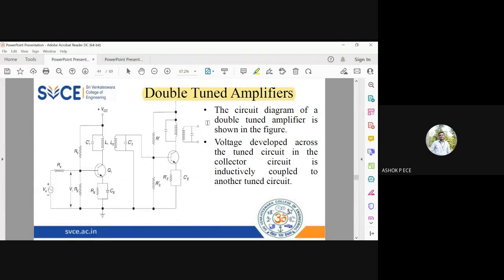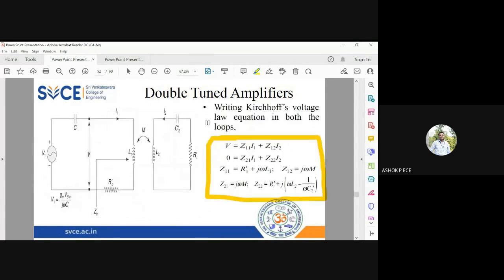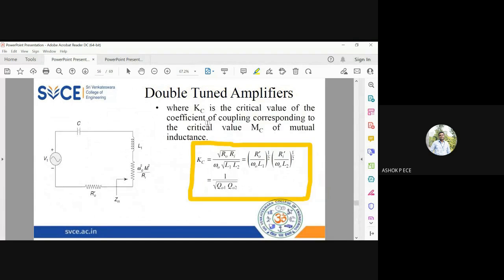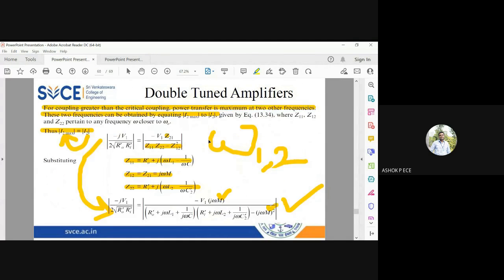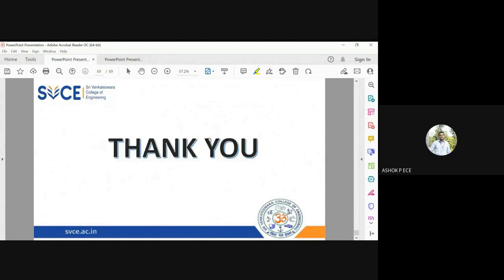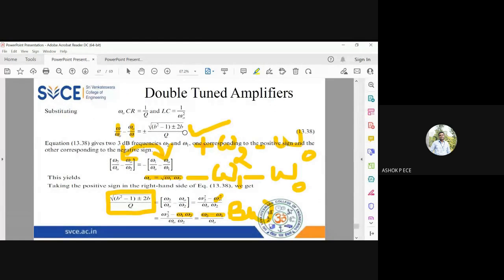So two derivations we are going to do for the double tune amplifier. One is the derivation where you find the maximum power transfer frequency, and second is the derivation where you find the bandwidth. So two derivations you have to do for the double tune amplifier. One is the maximum power transfer derivation and the second one is the maximum bandwidth offered by your double tune amplifiers.